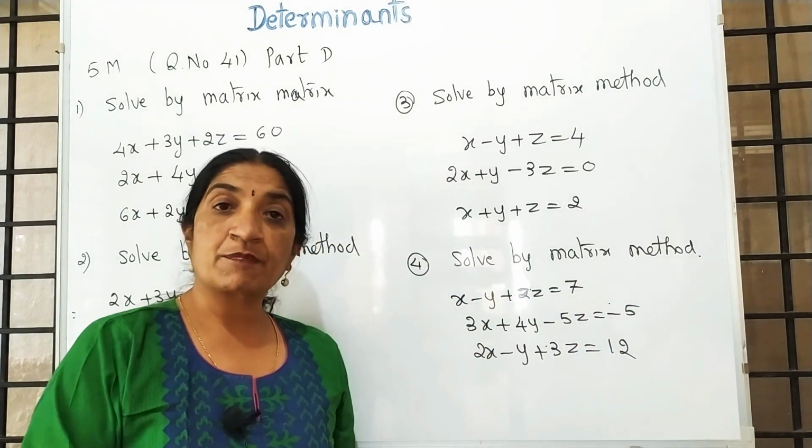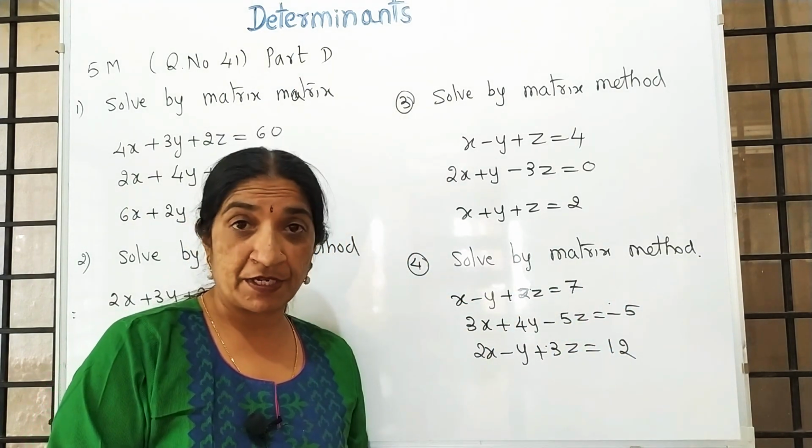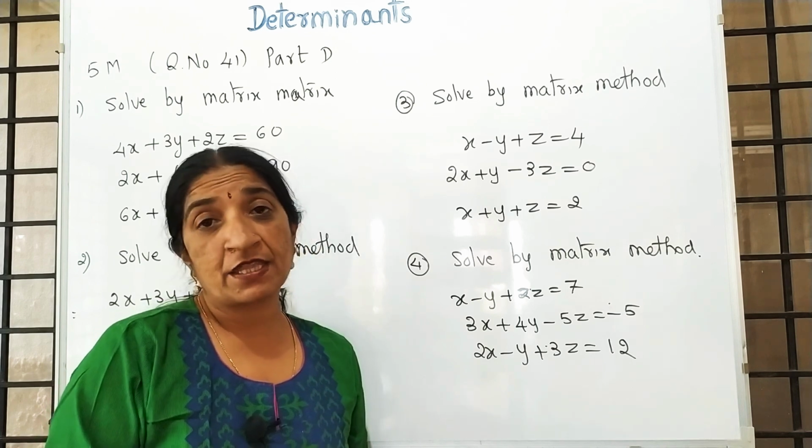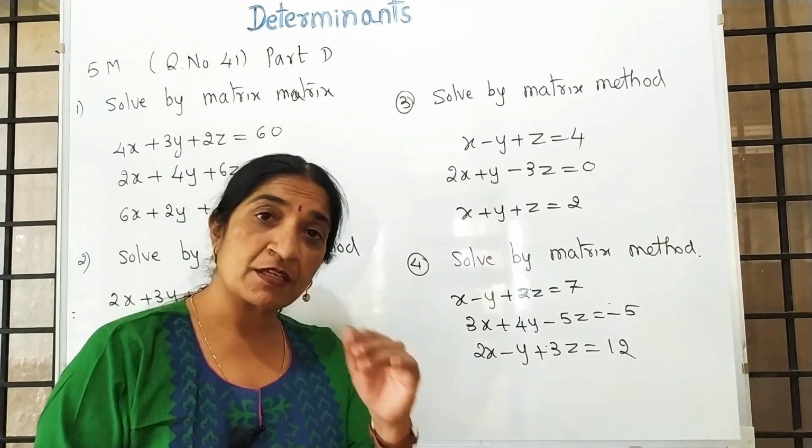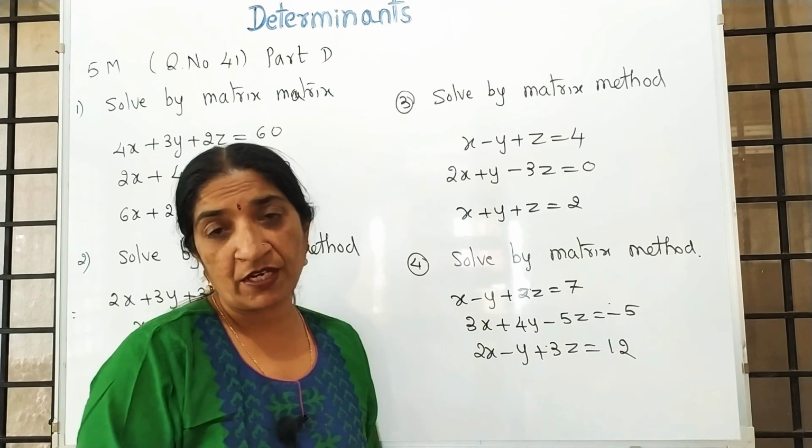See, these are the expected questions in the chapter determinant. If you solve matrix and determinant, both the chapters, it covers 21 marks in your annual paper.